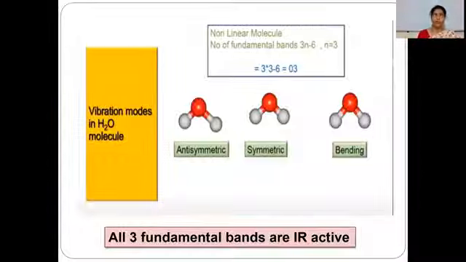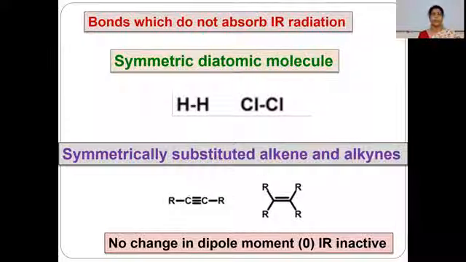Another example of a nonlinear water molecule. Theoretically, water molecule has three possible degrees of freedom and three fundamental bands can be possible. One from antisymmetric, another from symmetric, and third for bending. For water molecule, all three theoretical fundamental bands are IR active.